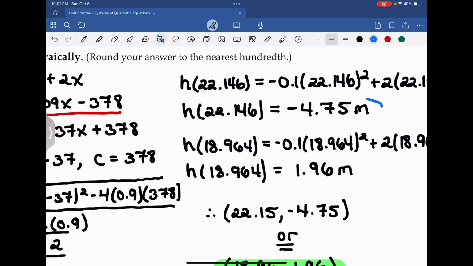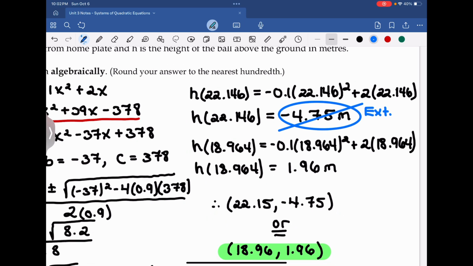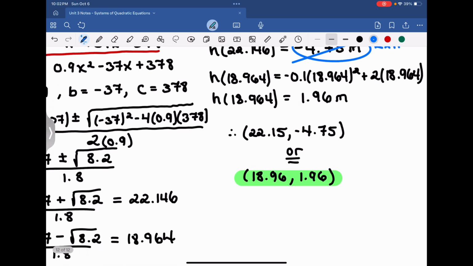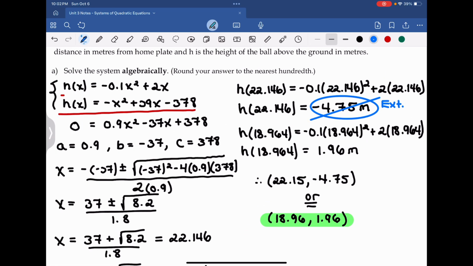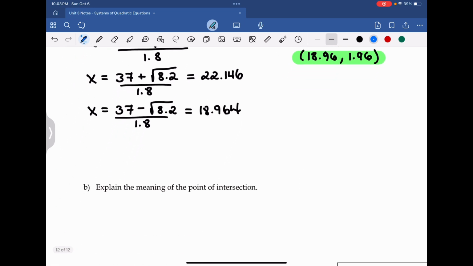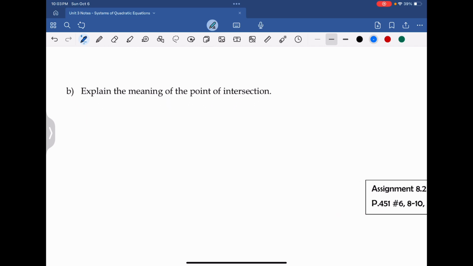So we're going to circle that one, put a line through it, and put ext, representing that this solution cannot exist because they're not going to go traveling below the field or into the ground. That doesn't make sense for them. So the only solution is that they have 18.96 as the distance away from home plate, and then 1.96 meters is how high Ruth catches it above the ground. All right, now going below, explain the meaning of the point of intersection.